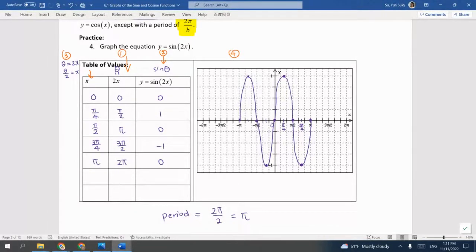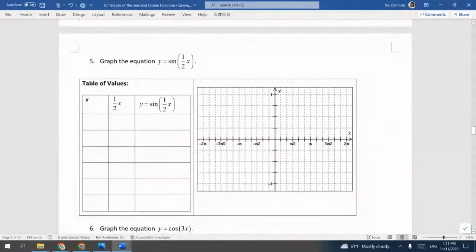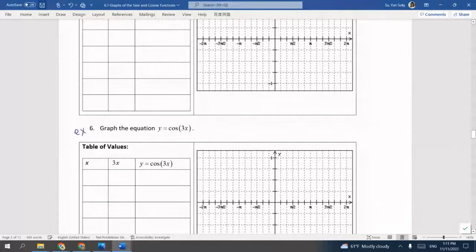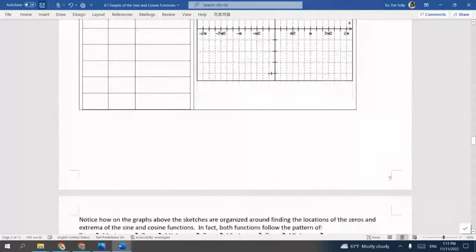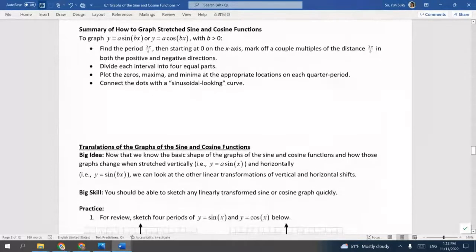So far, so good, everybody? Okay. And then next example, I will leave it as an exercise. And this example, I will leave it as an exercise. Because we don't have time to cover all of them. So, let's see.